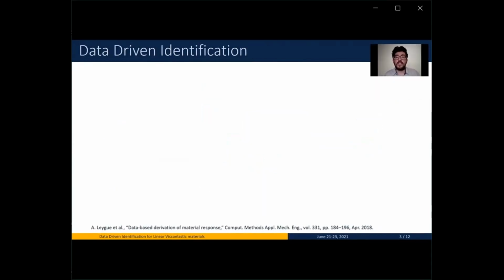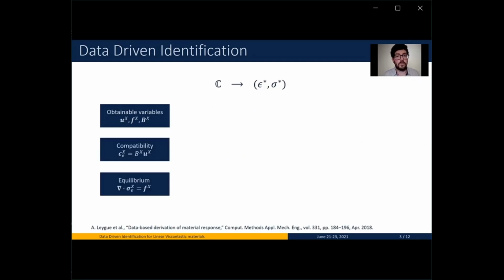Data-driven identification is a method that is based on this idea, but now we put the focus on finding the material law by obtaining the previously mentioned strain and stress database. We focus on obtainable variables such as the displacement, the force, and the mesh properties of a sample. This can be obtained through imaging techniques that allow us to have X different snapshots of a deformed sample.